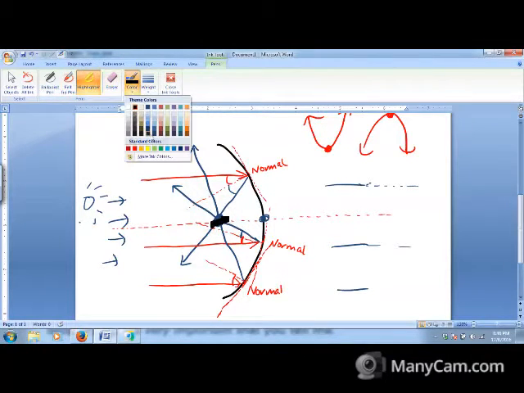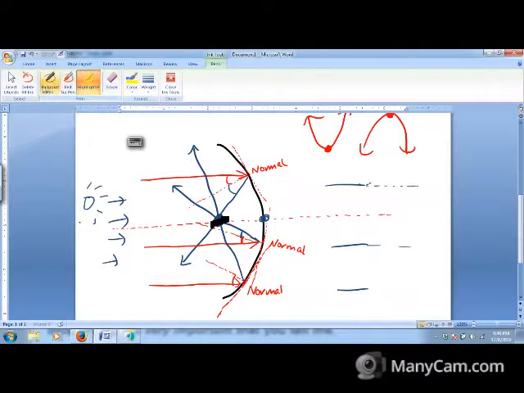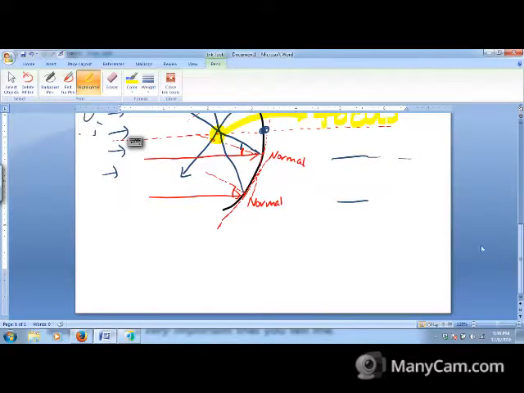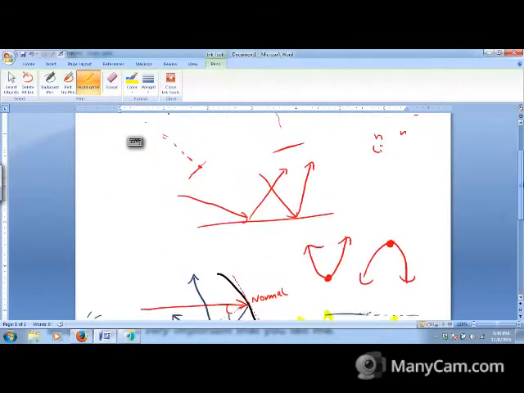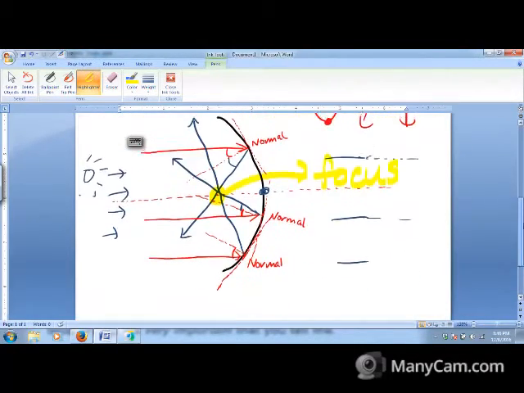And this point right here has a special name. It's called the focus. I'm going to refer to that a lot in our discussion of spherical and parabolic mirrors. So that is the focus.